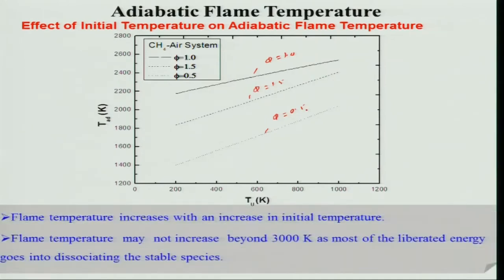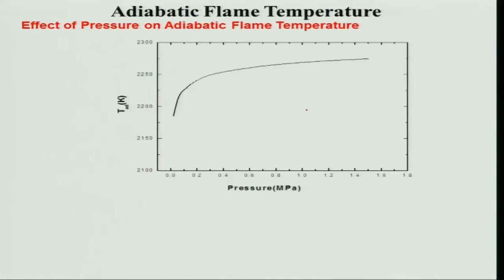Keep in mind that as you go on, we cannot really go beyond 3000 Kelvin, because dissociation will occur. If dissociation occurs, then the temperature will be brought back to around that number of 3000 or so. So, let us look at how pressure affects the adiabatic temperature.